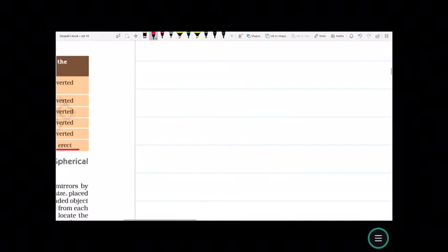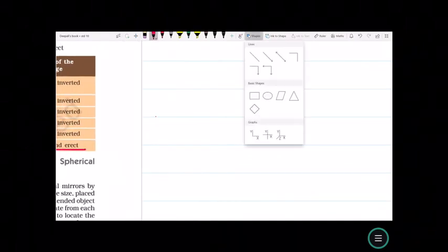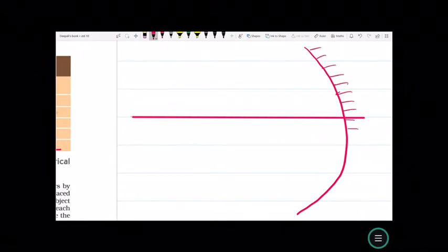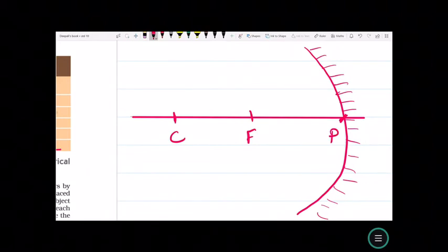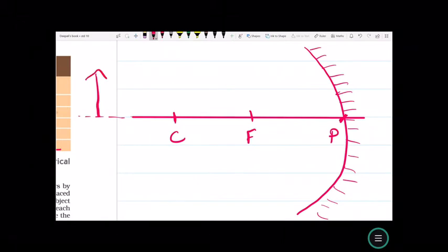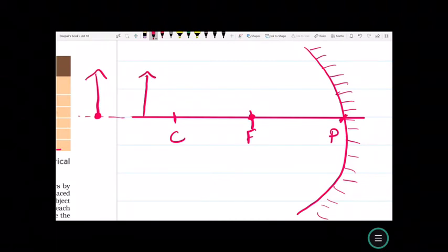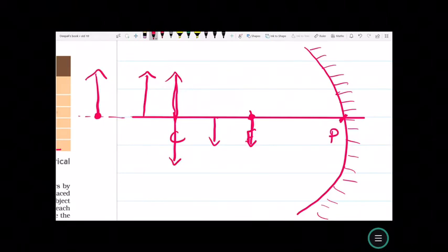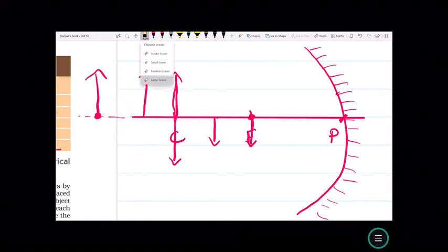So if we just simply draw a ray diagram roughly for you to remember this, then it becomes very simple. C, F and P. At an infinite distance, somewhere around here, the image will be at F. As you move closer, that is at C, it comes still closer. So it will be between C and F, but inverted. As you move still closer at C, it comes back on C. Can you see how the image is moving closer and becoming larger in size as we move closer?